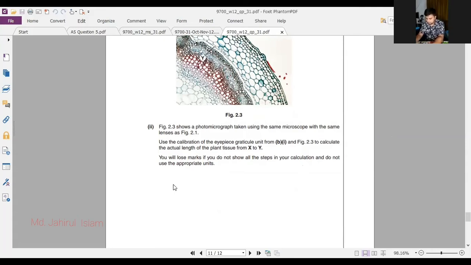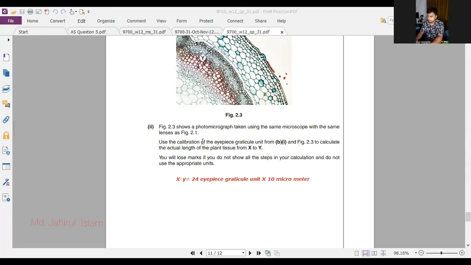You will write down x2 y is equal to 24 eyepiece graticule units, and you will multiply it with 10 micrometer. Okay, and then you will write down the answer.